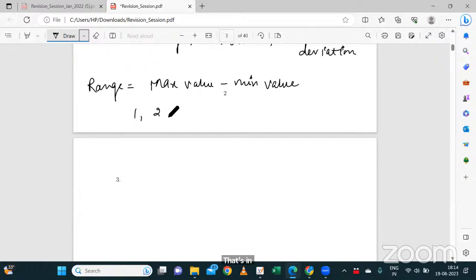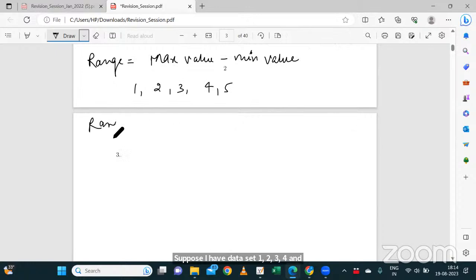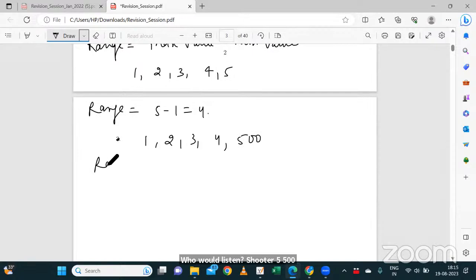Suppose I have the data set 1, 2, 3, 4, and 5. So what will the range be? Range is 5 minus 1, which is 4, right? Now tell me one more thing. Suppose I have the data set 1, 2, 3, 4, and let's say instead of 5, I have 500. Then what is the range now? The range will be 499, right?